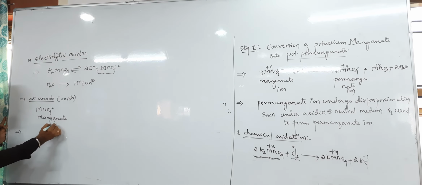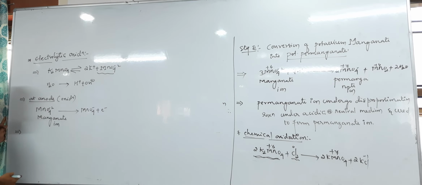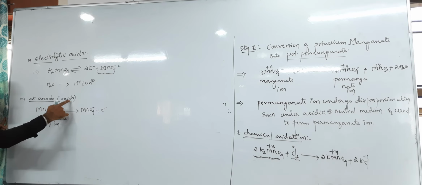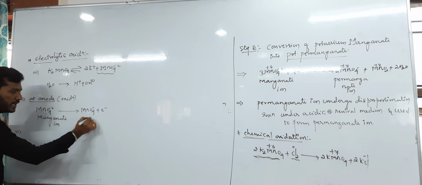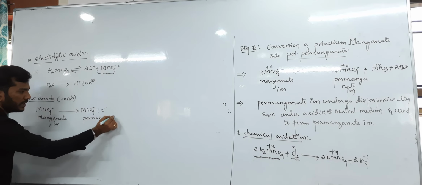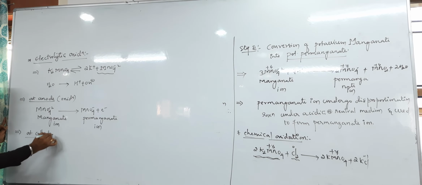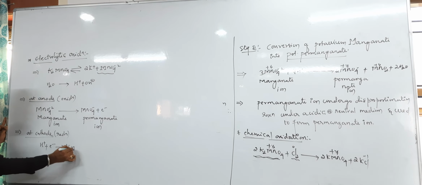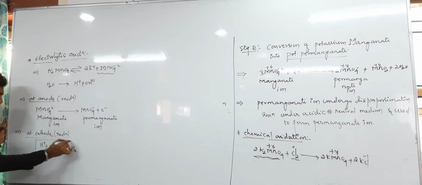Now, since the manganate ion is present, if it undergoes oxidation, it becomes MnO4 minus, losing 1 electron. At the anode, oxidation, which is loss of electron, happens, so the manganate ion is oxidized and forms the permanganate ion. And at the cathode, what is going to happen? Here H plus, of course reduction takes place. The H plus ion gains 1 electron and becomes half H2. This is the thing we must always know, guys.